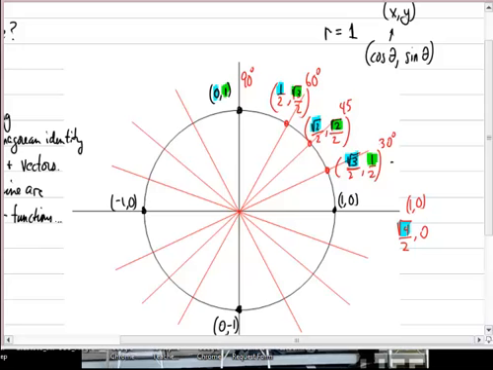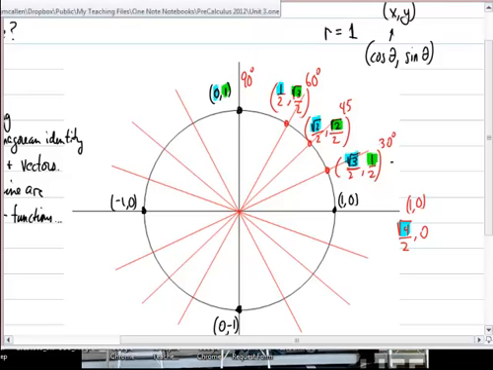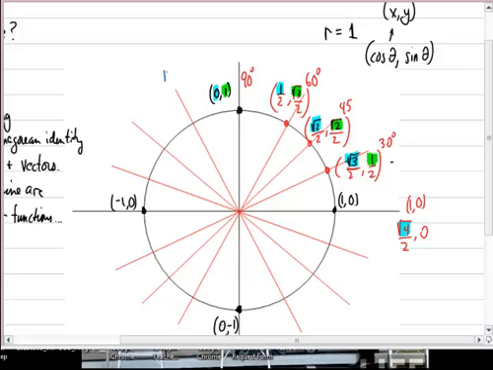Following this pattern, it is very easy to fill in all the other blanks. I'm going to do that quickly because I don't want this video to take much longer than 10 minutes. The next angle is 120 degrees, and this point would be just the mirror image of the point at 60. It would be at (-1/2, root 3 over 2).